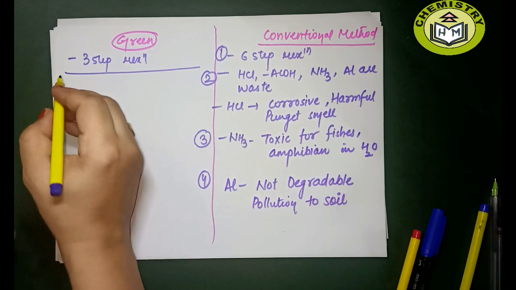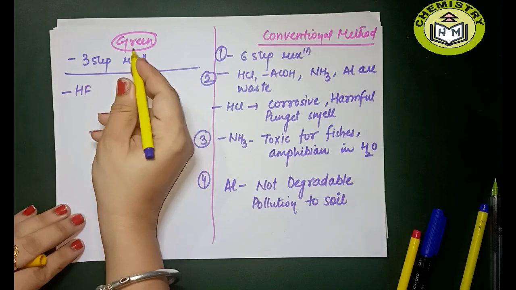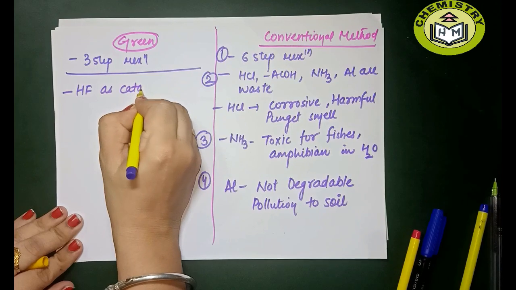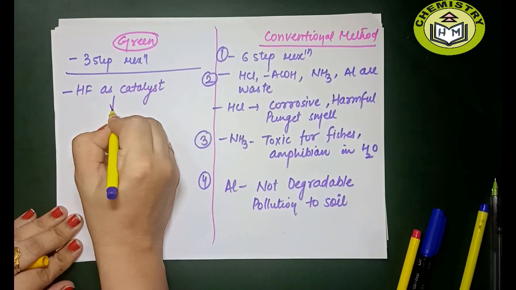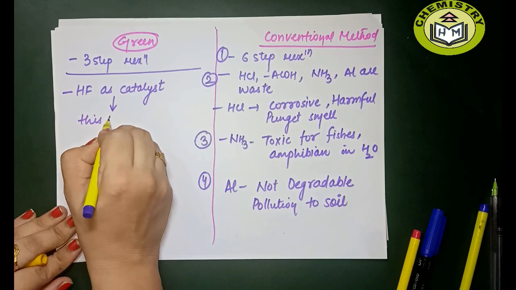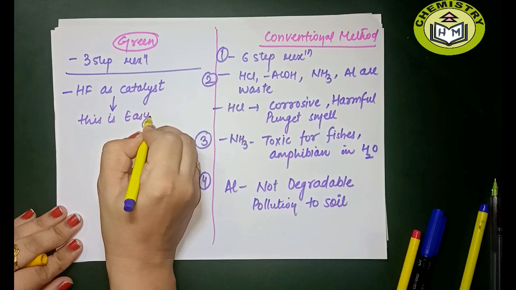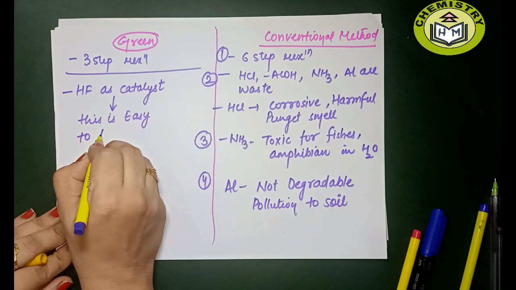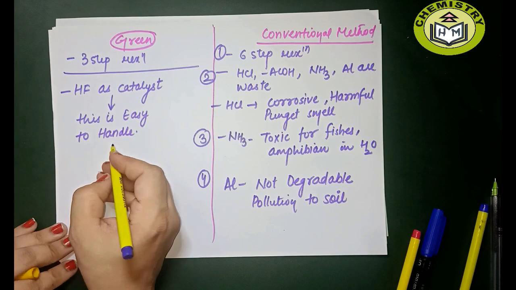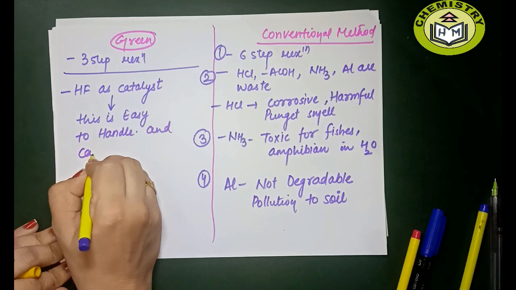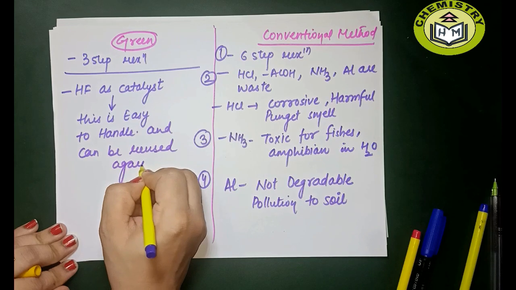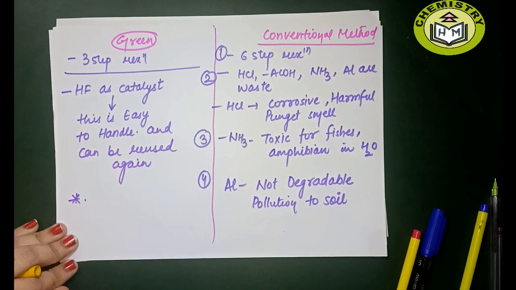Okay. Now in this we are using HF. In the green method, what did we use? HF as a catalyst. So HF we are using as a catalyst and this is easy to handle, and can be reused again. Clear?